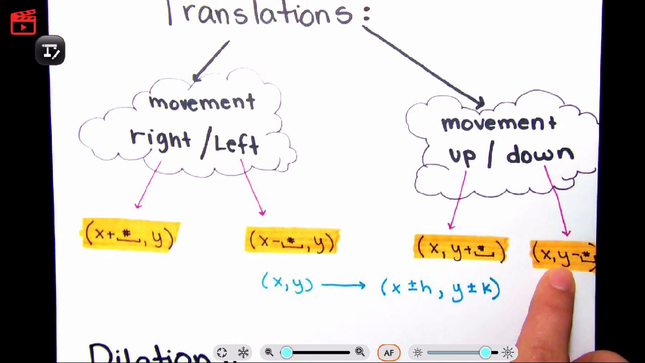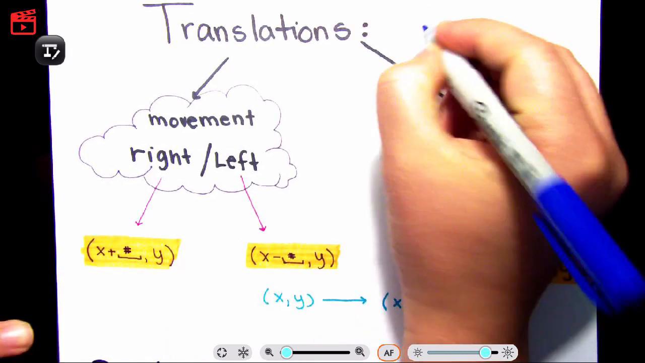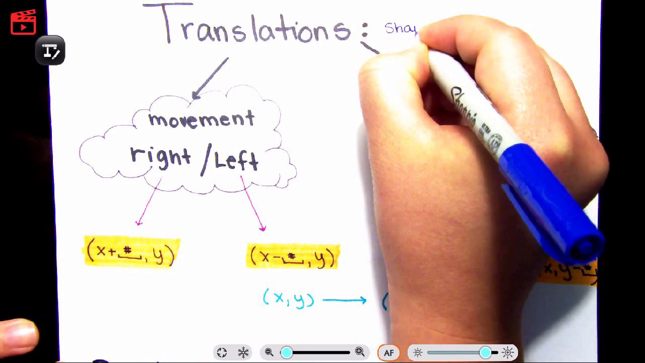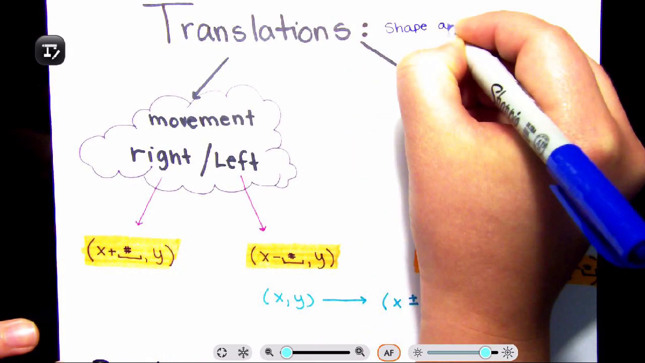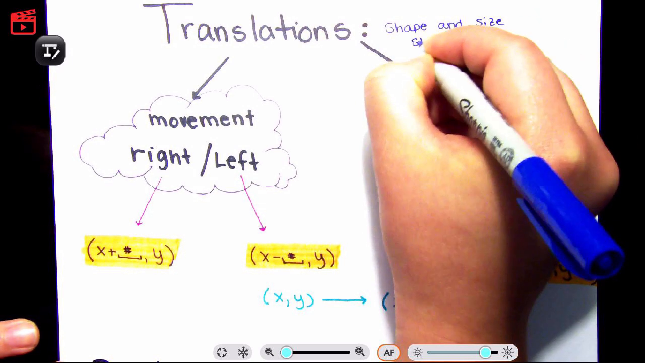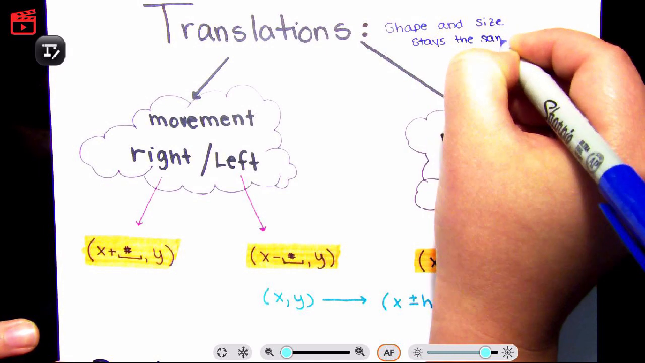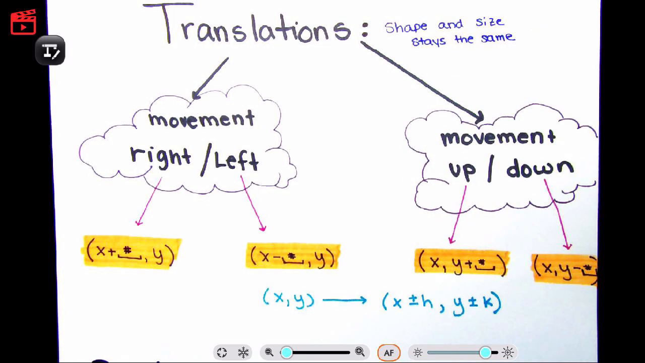Now, with a translation, super duper important that your image doesn't change. Your pre-image shape does not change. So shape and size stay the same. So we are shifting things up, down, left, right, but we're not actually changing how something looks. We're just changing the position it is in.